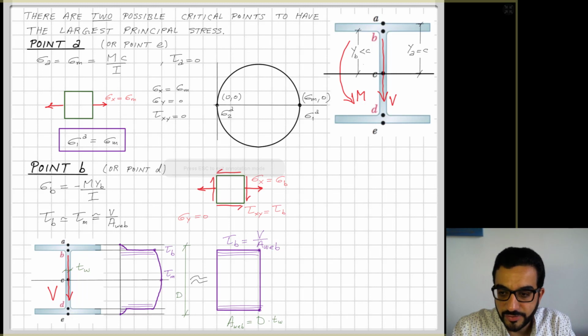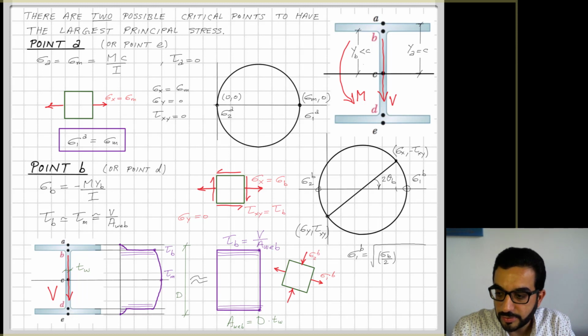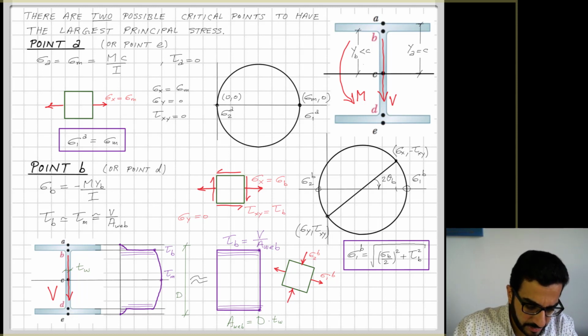So now these are the two stresses that are developing at point B. And this is the stress block. I have sigma x equal to sigma B, and tau xy equal to tau B. Sigma y is equal to 0. So if I draw the Mohr circle for this stress block, this is the diameter for that circle. And if I look now, I'm not at the orientation of principal stresses, so I have to have a 2 theta p orientation in the circle, or theta p in real life. So that one here is theta p.